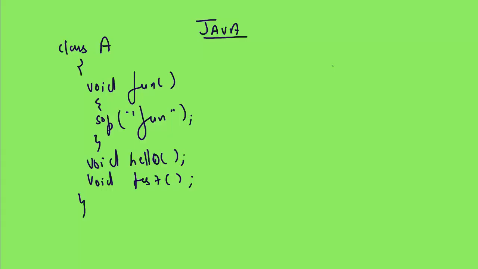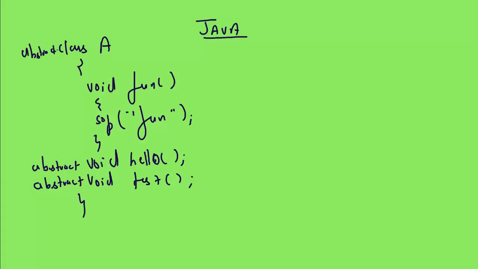No, right? So such kind of methods which don't have a body are called abstract methods. So we need to declare it as abstract. Abstract is a keyword. We need to declare it as abstract. Okay. There is one more rule here. If there is a single abstract method in the class, then the whole class has to be declared as abstract.